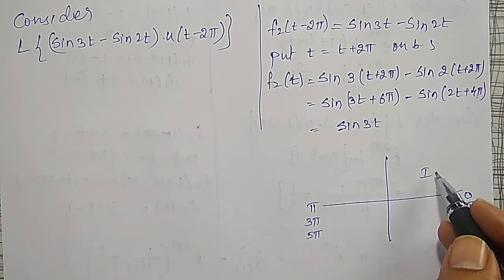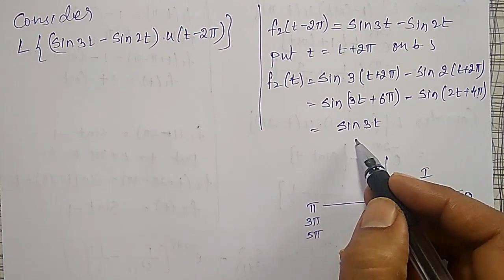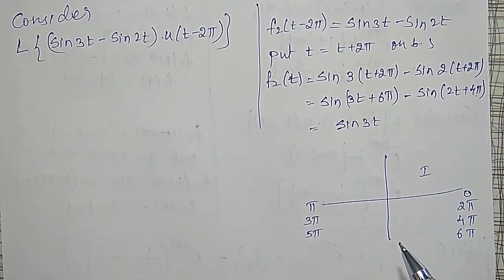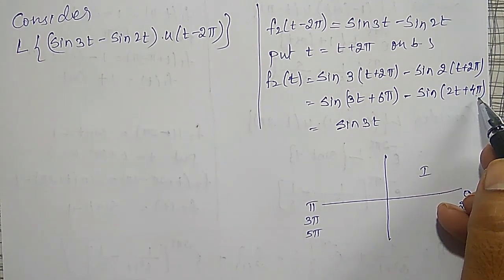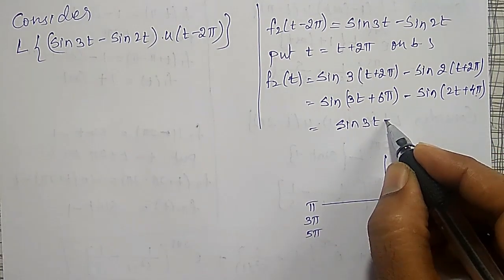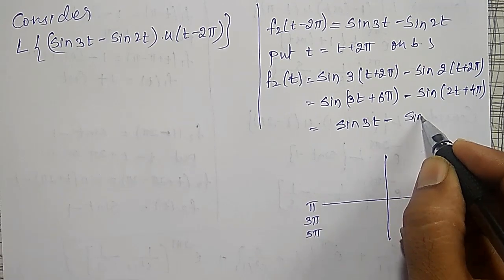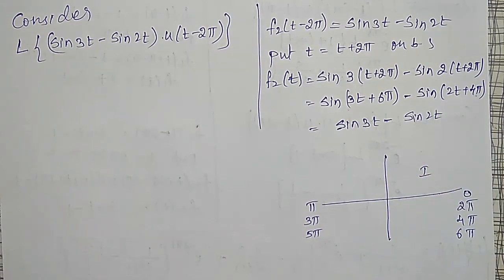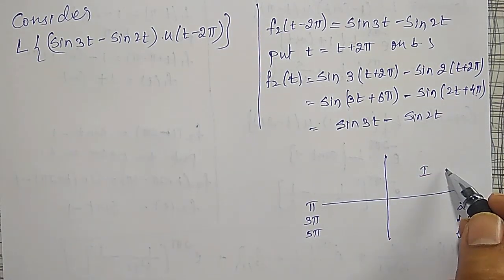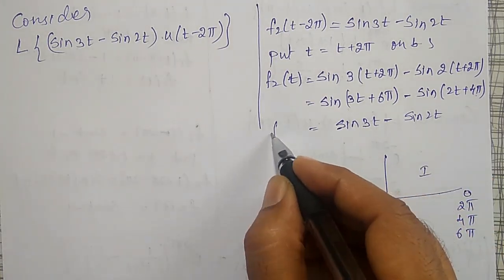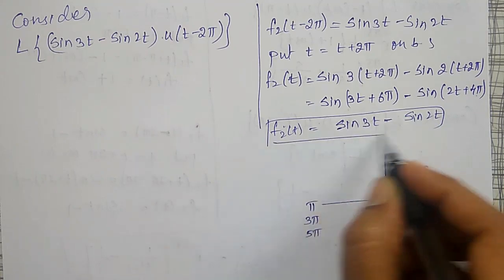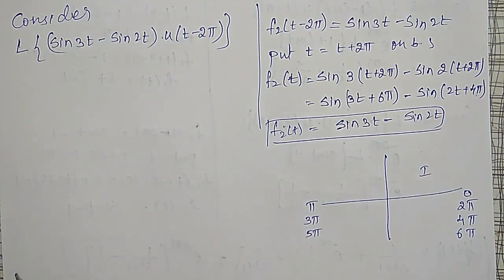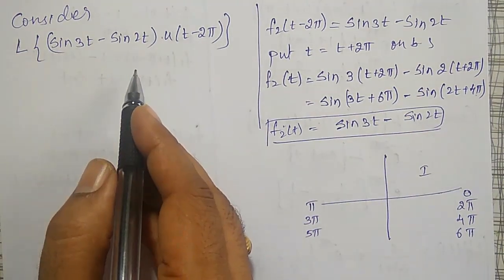6 pi plus t, first quadrant, therefore it is a positive sine 3t only. Like that for the second one, 4 pi, again it will become minus sine 2t. 4 pi is coming here, 4 pi plus t, again in the first quadrant, therefore f2 of t will remain the same. This is my f2 of t. Using this, I have to find out its Laplace transform.